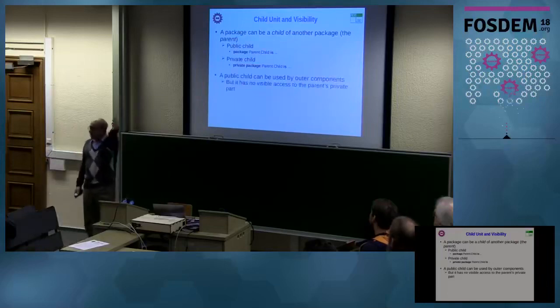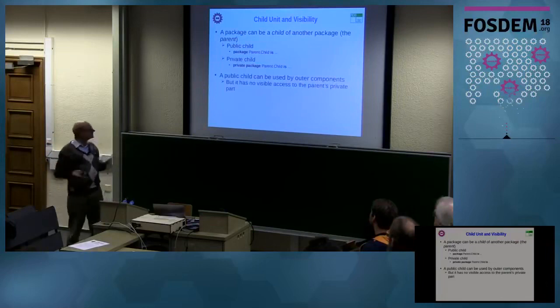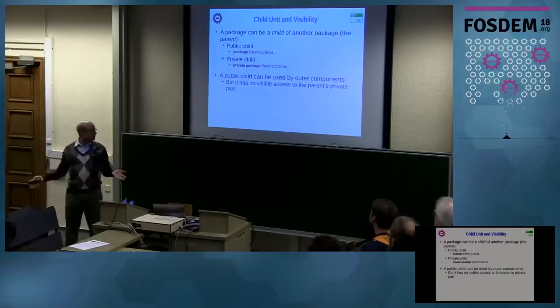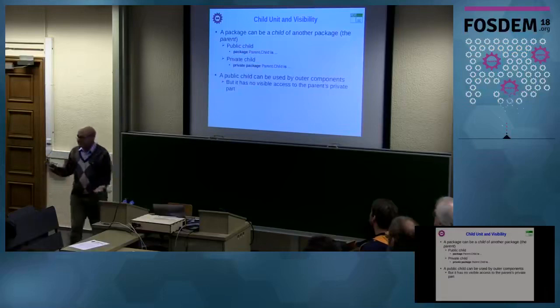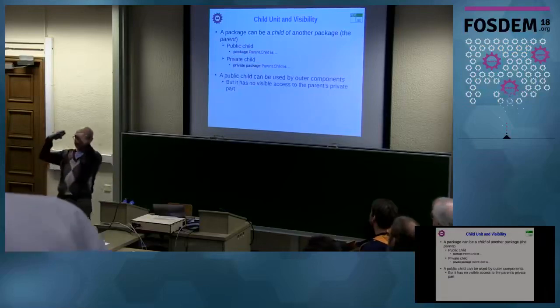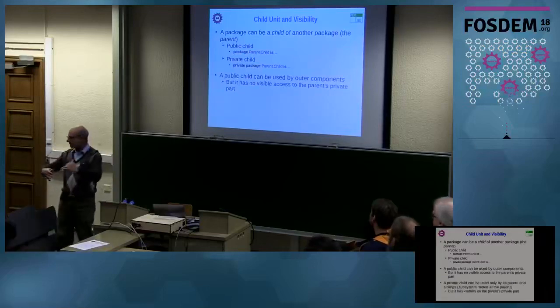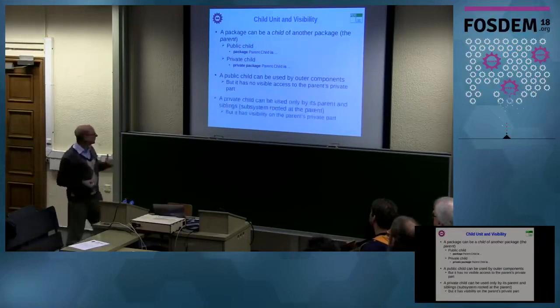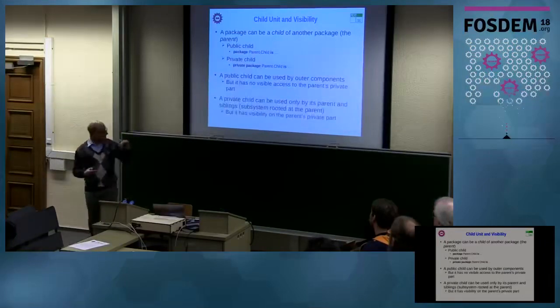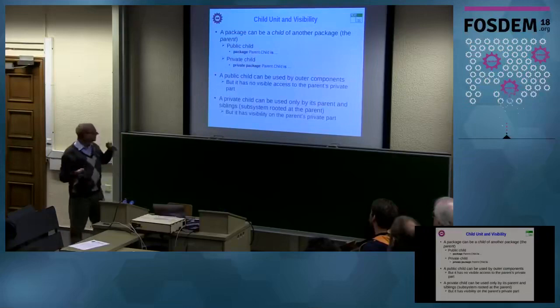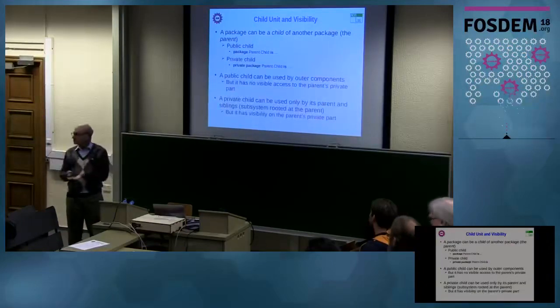A public child is public, so it can be used by outer components, but it cannot access the private part of its parent. On the other hand, a private child can be used only by its parent and siblings. So it's a closed set, if you want. Only the same family can use it.